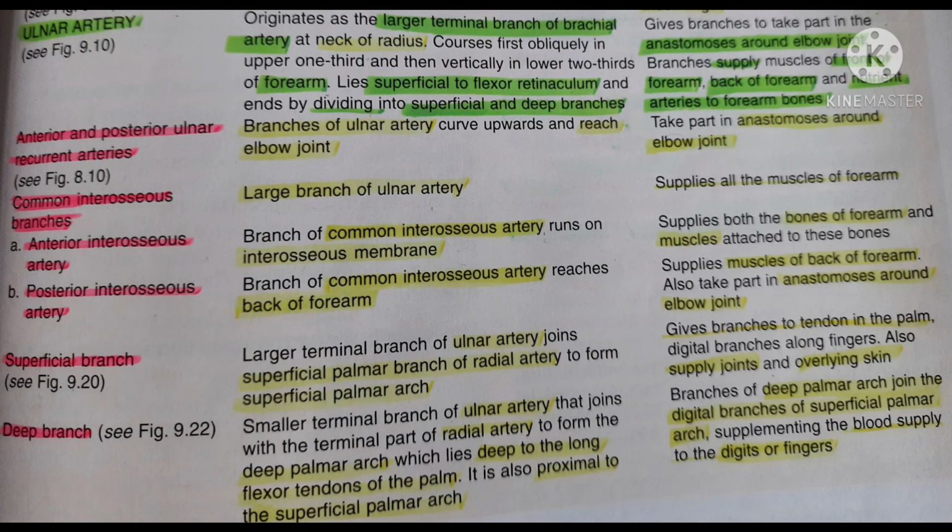Deep branch, the smaller terminal branch of the ulnar artery, joins with the terminal part of the radial artery to form the deep palmar arch, which lies deep to the long flexor tendons of the palm. It also lies proximal to the superficial palmar arch. Branches of the deep palmar arch join the digital branches of the superficial palmar arch, supplementing the blood supply to the digits or fingers.